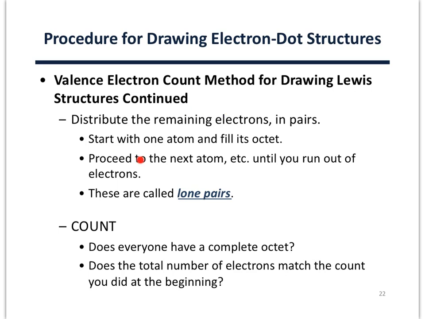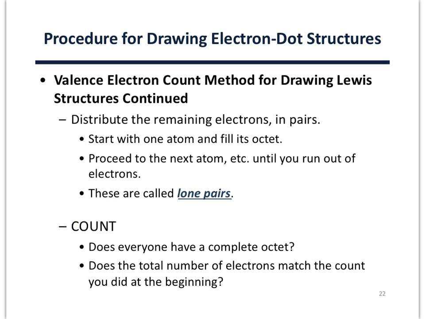Though this slide says to complete the octet of one atom before proceeding to the next, I actually prefer to do this symmetrically. In other words, put one lone pair on a non-central atom, then one lone pair on the next non-central atom, etc., until each non-central atom has one lone pair. Then repeat with a second lone pair of electrons on each non-central atom until you run out of electrons. What I really mean by that is subtract 2 electrons from the valence electron count for each lone pair that you add. Next, count.